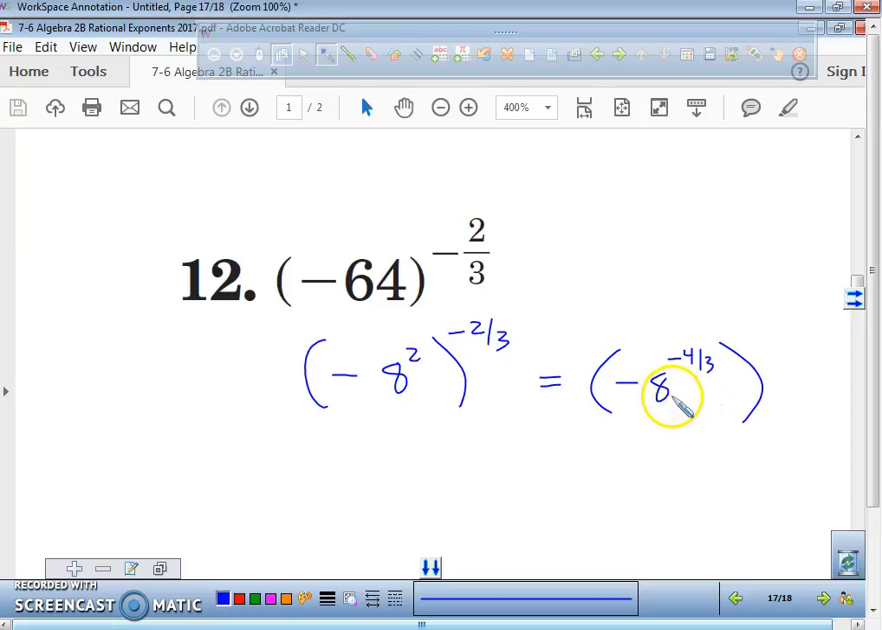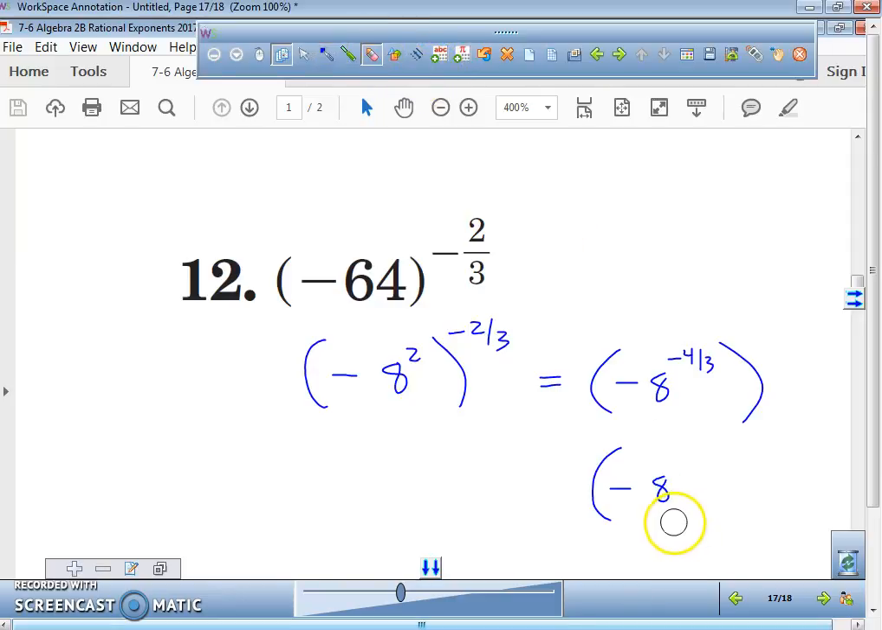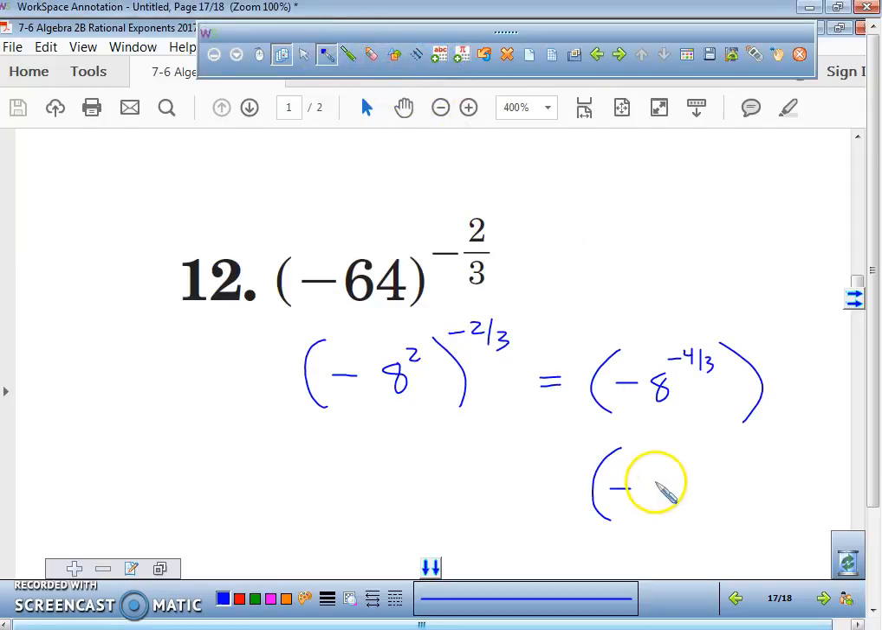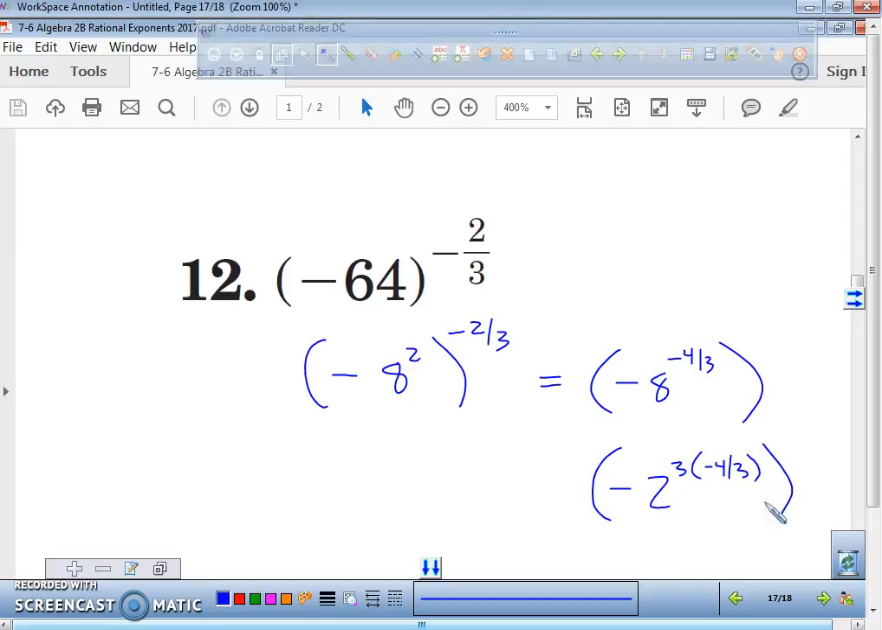Now if you got stuck here, here's what you could do. You could change the negative 8 right here. So negative 8, you could put 2 to the power of 3, and then raise that to the negative. Then it would work. But before it wouldn't. Like this doesn't work, this does. Because, will the 3's cancel out right here? They will.